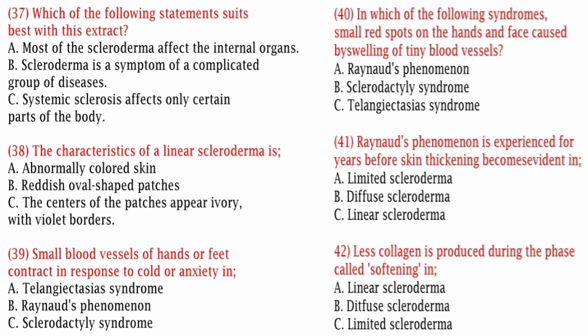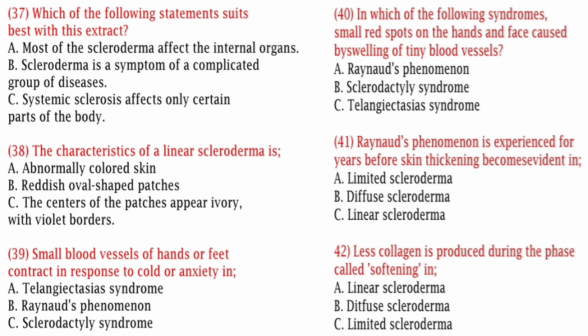Often, Raynaud's phenomenon is experienced for years before skin thickening becomes evident. Calcinosis and telangiectasia often follow. At times, limited scleroderma is referred to as CREST syndrome because of the predominance of CREST symptoms in these patients. Typically, diffuse scleroderma has a sudden onset. Skin thickening develops quickly and covers much of the body in a symmetric pattern.